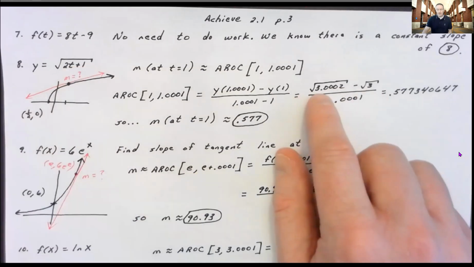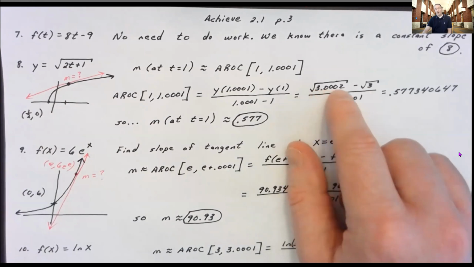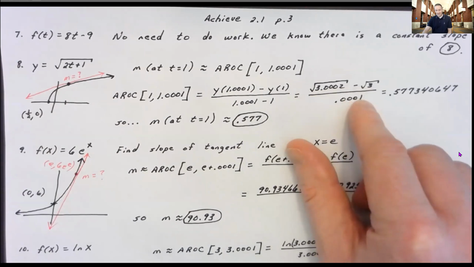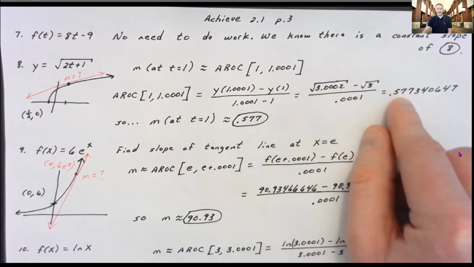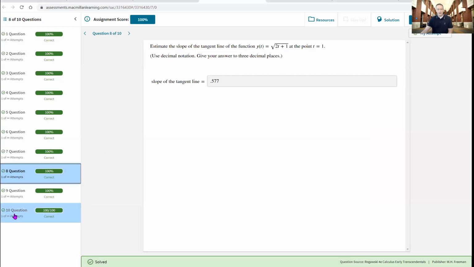So I used my calculator and I said, well, I need to find the square root of 3.0002 minus the square root of 3, all divided by 1/10,000th. And I got 0.577340647. Now, the Achieve system wanted this answer to 3 decimal places. So I said, well, easily, the slope of the line tangent to this curve when t is 1 should be 0.577. And you can see here, absolutely, that's what they wanted.